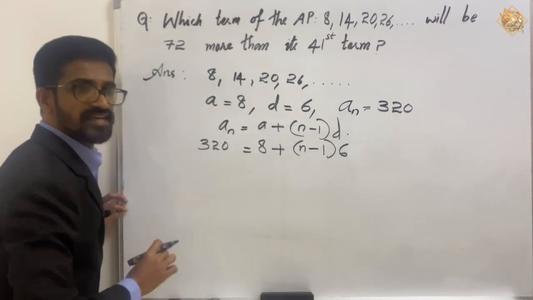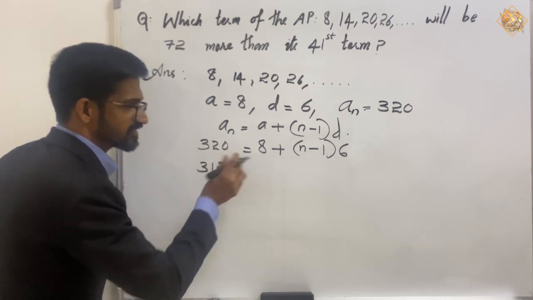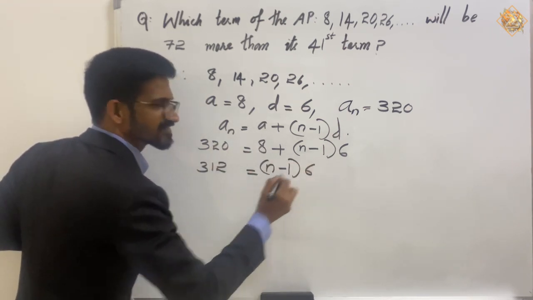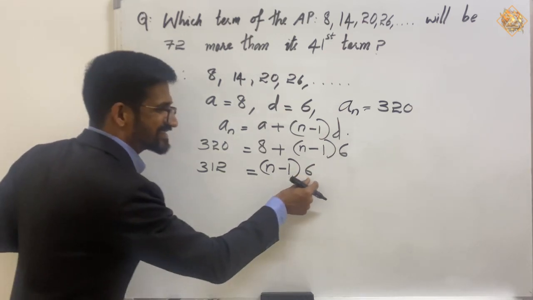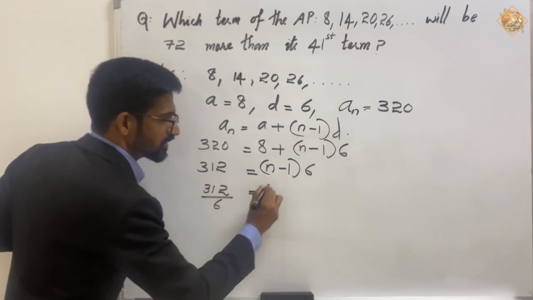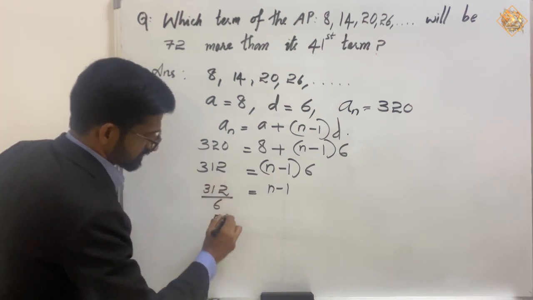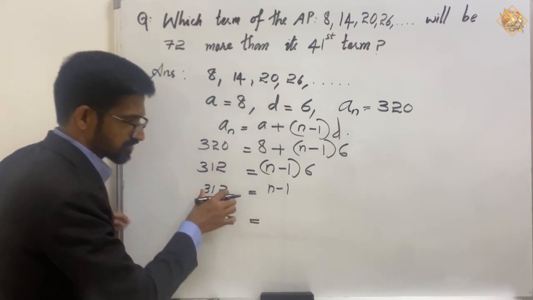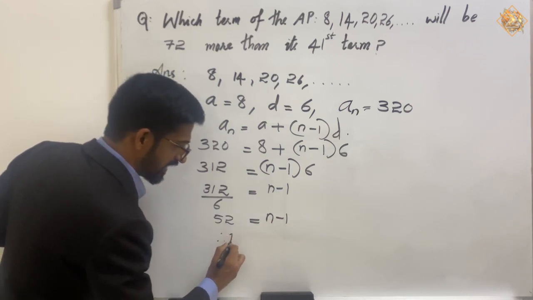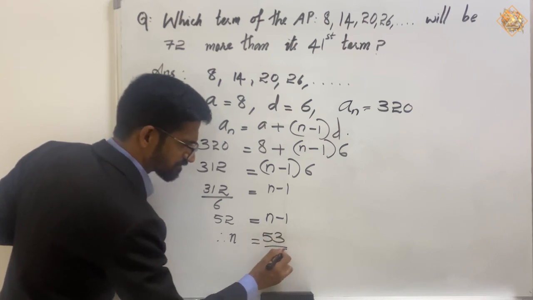Now taking 8 to the other side, 320 minus 8 is 312, equal to n minus 1 into 6. Is it clear? Now taking 6 to the other side, 312 divided by 6 equals n minus 1. When we divide this, 6 into 5 is 30, 6 into 2 is 12, that is 52. 312 by 6 is 52, equal to n minus 1. So therefore, finally, n equals 52 plus 1, that is 53.